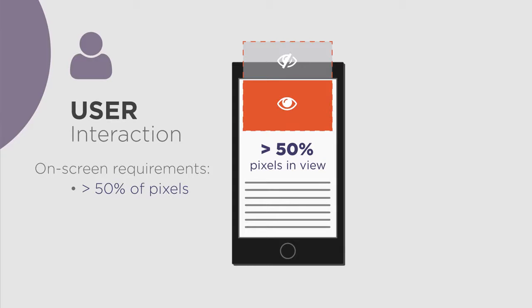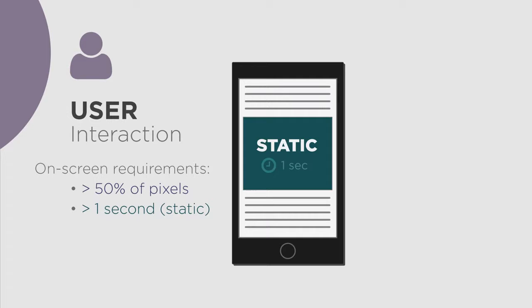What about the other half? Well, according to current MRC guidelines, at least half of the ad has to be on screen for a specific amount of time in order for the impression to be considered viewable. That means 1 second for static images and 2 seconds for videos. Whether or not they actually keep an ad on the screen for that long is another story. And that's something vendors can't guarantee.